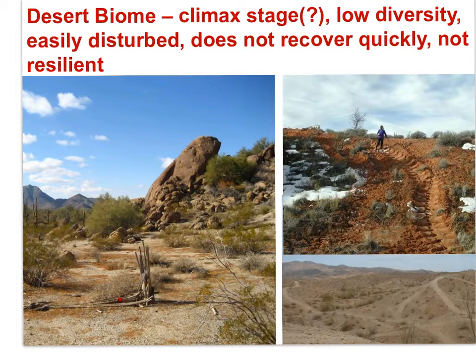Here are images of the desert biome. Like the tundra biome, the desert biome represents a climax stage, but the desert is of low diversity and it is easily disturbed, as you can see from the tracks here and here. The system is not stable as it does not recover quickly from disturbance. The system is not resilient.